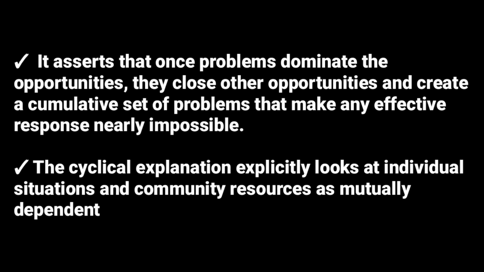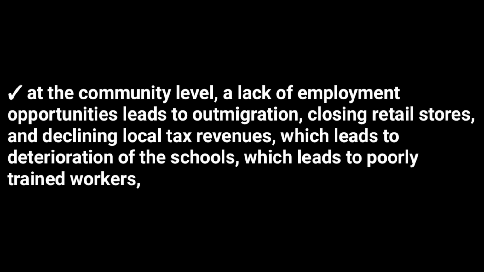And the cyclical part is when individual situations and community resources are mutually dependent, as in if one happens, it will lead to the occurrence of another. For example, at a community level, lack of employment opportunities leads to out-migration. People leave from rural areas to urban areas. It will lead to closing of retail stores, and it will lead to declining local tax revenue since people are not employed, which will lead to the deterioration of schools that are built by the government since they are receiving less revenue from taxes, which will lead to poorly trained workers, leading to farms not being able to utilize that technology, and then the inability to recruit new farms in the area, which will lead back to lack of employment.